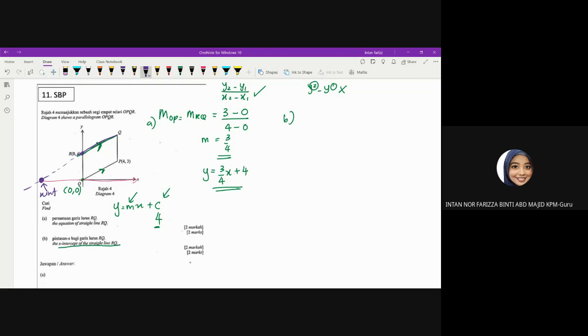So RQ is this equation from just now. So make use of that equation, y equals 3 over 4 x plus 4. Since we're finding the x-intercept, your y must be 0. Remember, if you're finding the x-intercept, then y will be 0. If you're finding the y-intercept, then x will be 0. So in this case, we're going to take the first situation. So your y must be 0.